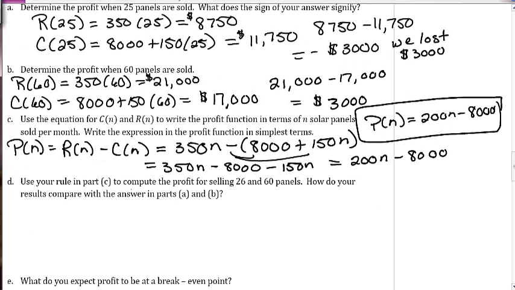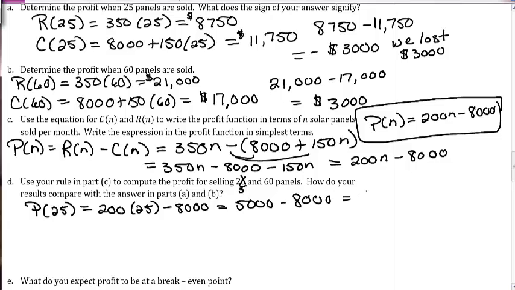Use the rule in C to compute the profit for selling 25 and 60 panels. And how do they compare with our results in A and B? So first let's do it for 25 panels. P of 25 will be 200 times 25 minus 8,000. And 200 times 25 gives us 5,000 minus 8,000. And so we get a negative $3,000. And then do the same thing for 60.